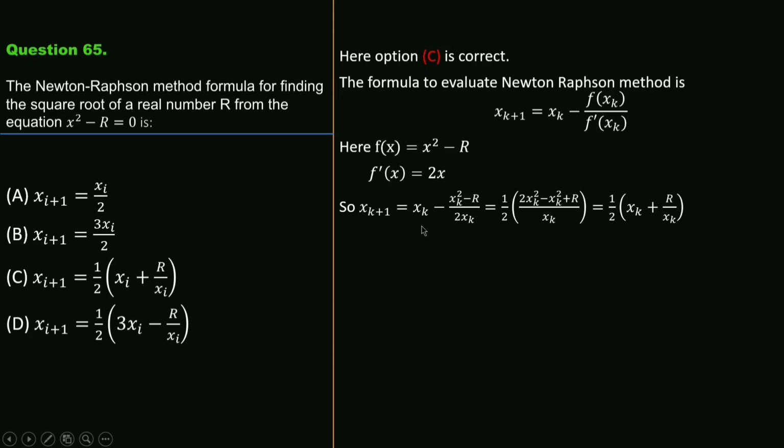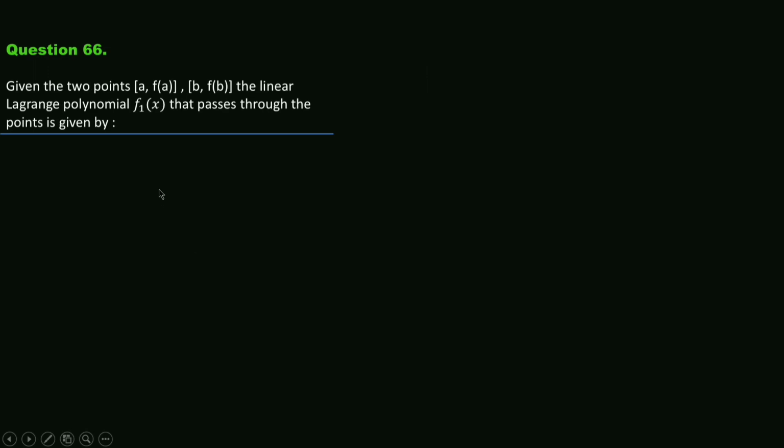In place of k we can write i, that means the iteration. So this is the kth iteration, or k number of iterations, or the ith iteration. So x_{k+1} is given as this, or in place of k we can write i, as x_{i+1} = 1/2 times (x_i + r/x_i). This one is the correct answer. So option C is correct. Clear?